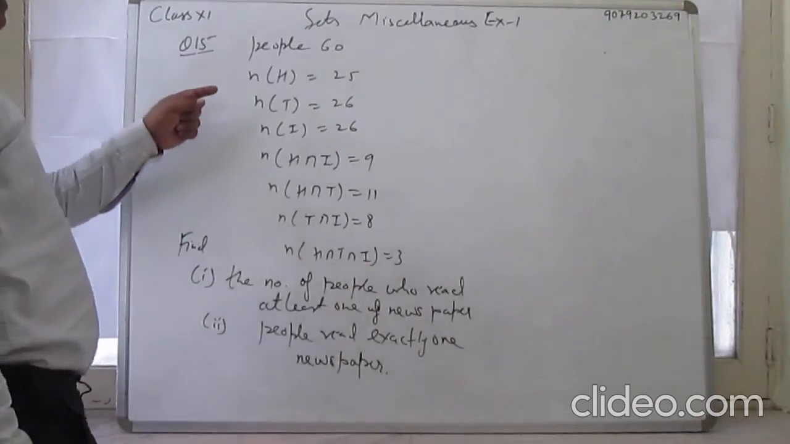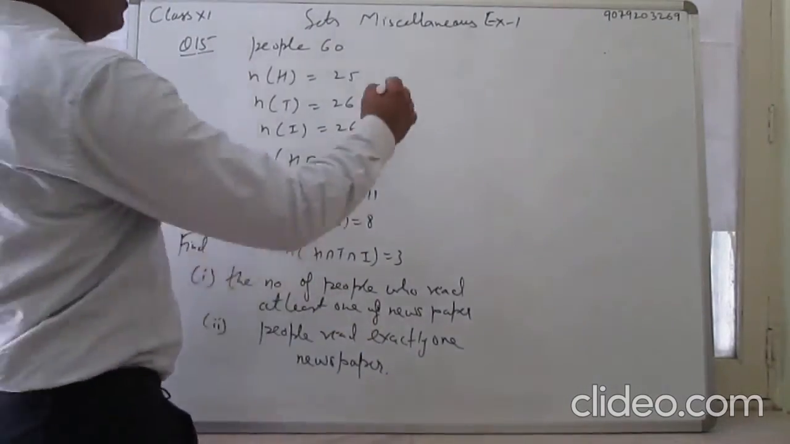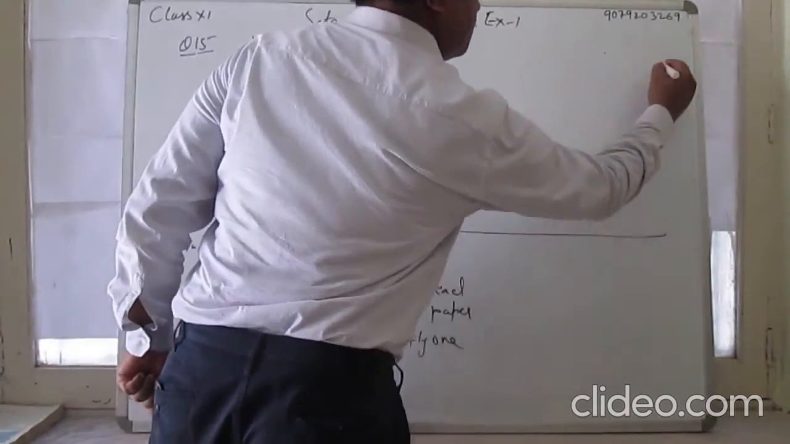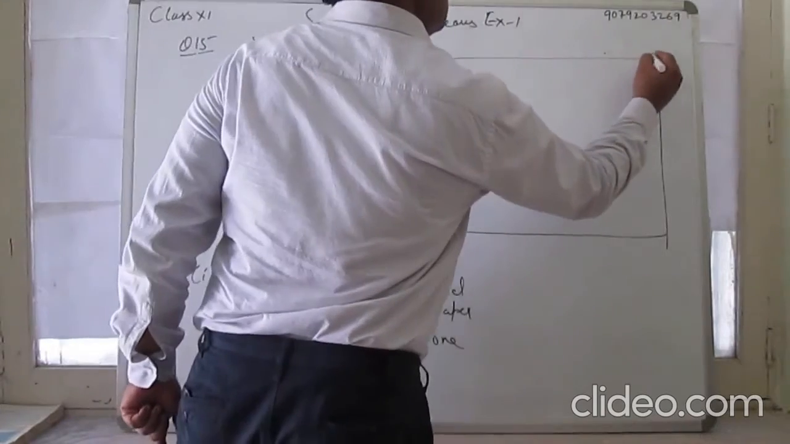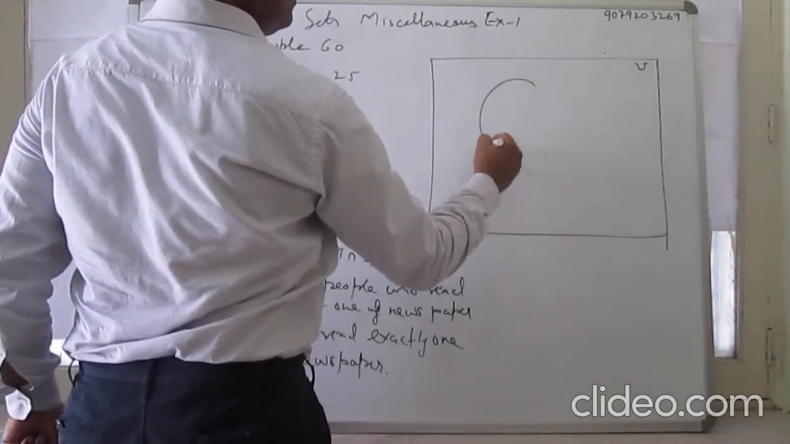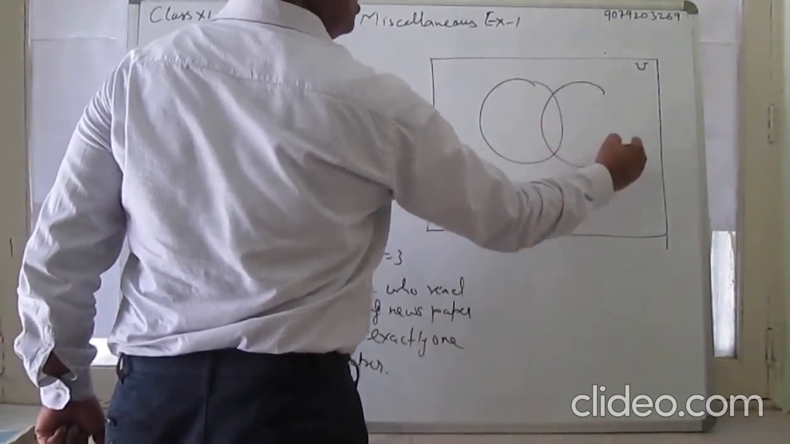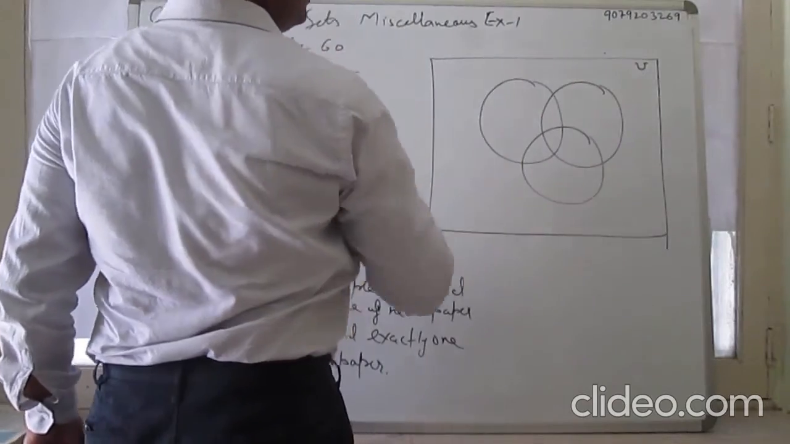Now see here, 3 types of newspaper: H, T, I. Draw in a Venn diagram. This is the universal set. This is H. This is T. And this is I.